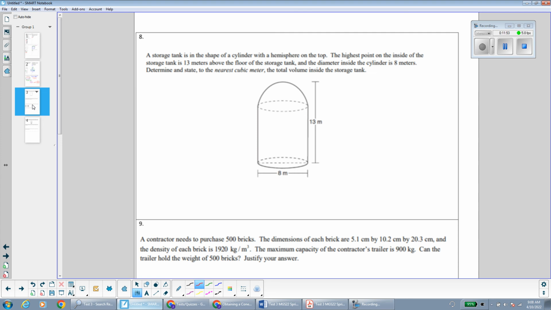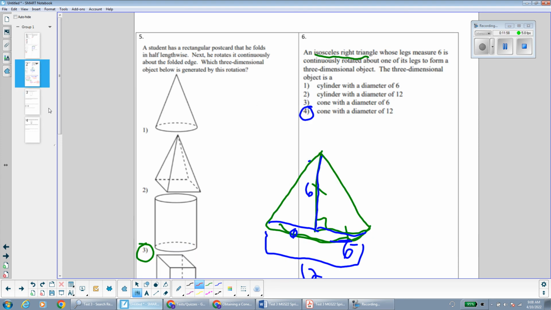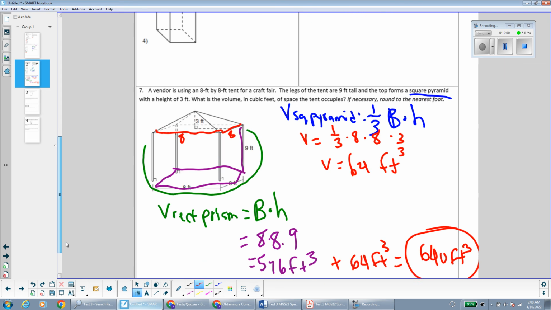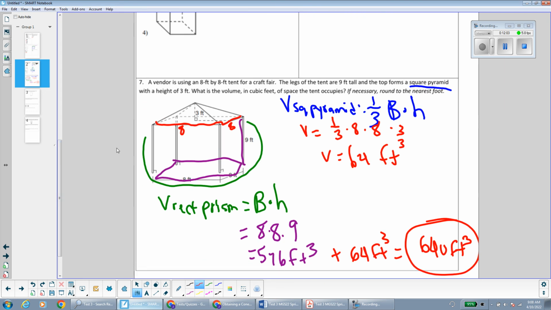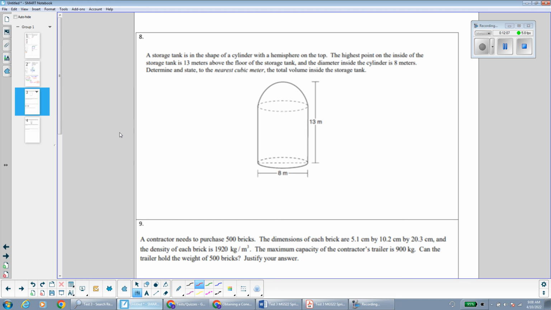Okay, we needed to find the volume of the entire storage tank here. Let me just make sure I rounded this one according to the question. Yes, nearest foot, we rounded to the nearest foot. It worked out to be a whole number anyway. So we need to find the volume of the storage tank.